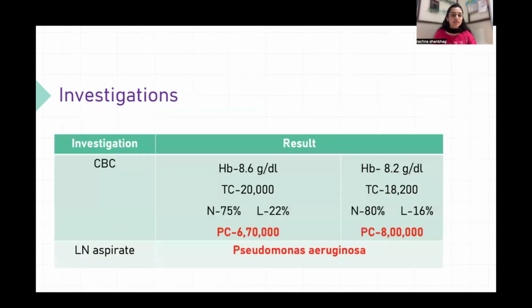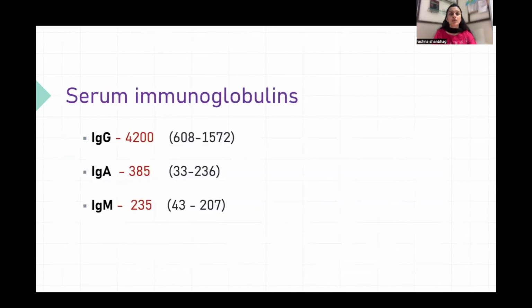When we investigate this child, we note that his complete blood counts show neutrophilic leukocytosis and significant thrombocytosis. A lymph node aspirate is performed and the pus culture grew Pseudomonas aeruginosa. As this child had a history of recurrent infections in the past, he was possibly thought to have an underlying immune deficiency. Hence, serum immunoglobulins were ordered. But as we can see, the immunoglobulin levels are above the normal limits for this child. That is, he has hypergammaglobulinemia.